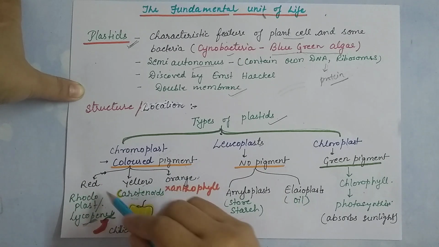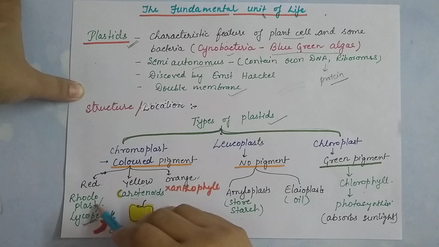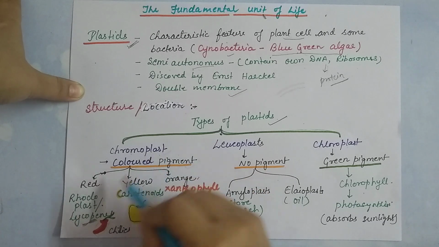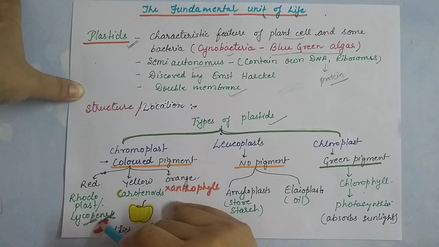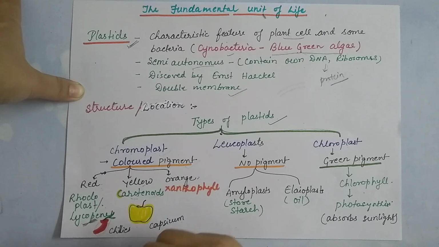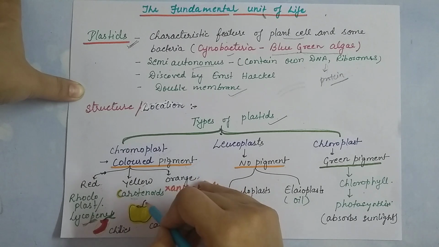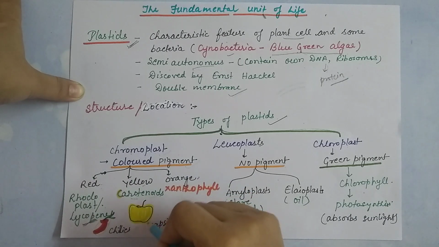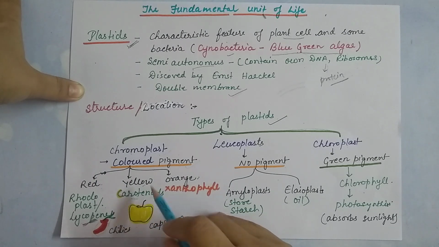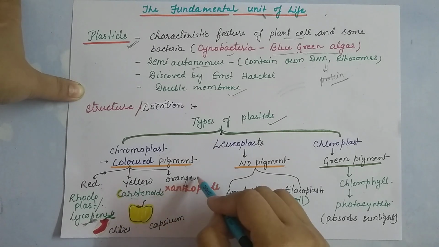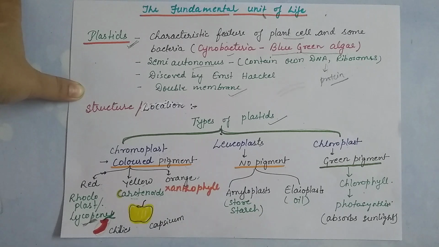When red color is present, it is due to lycopene and rhodoplast. Here I have given the example of chilies of red color. Why are the chilies red in color? Due to the presence of red colored chromoplast, that is lycopene pigment. Second is the yellow colored pigment, that is carotenoids. The capsicum here is yellow in color due to the yellow pigment called carotenoids. And next are the orange color pigments, called xanthophyll.